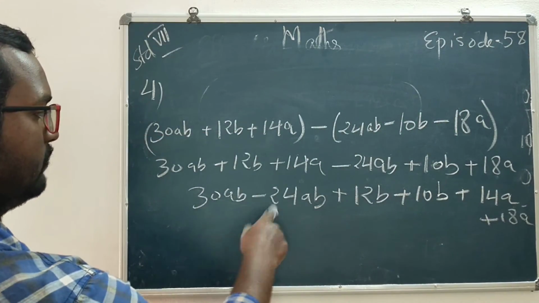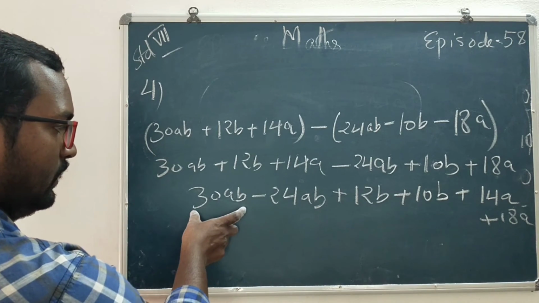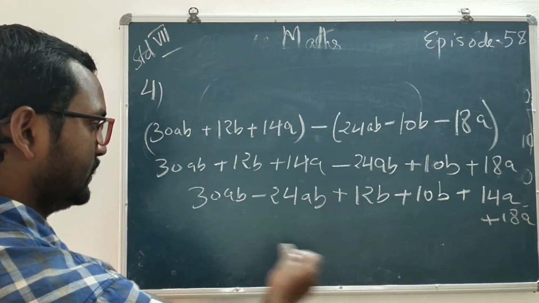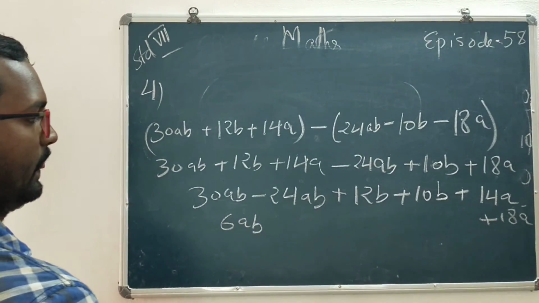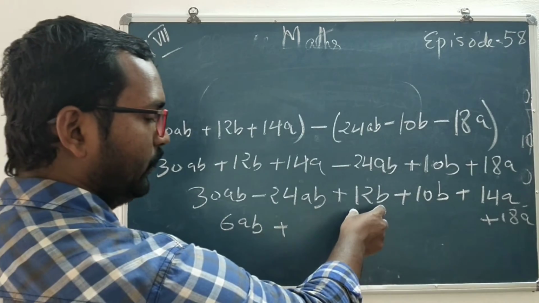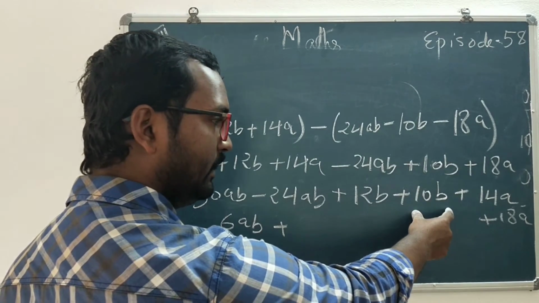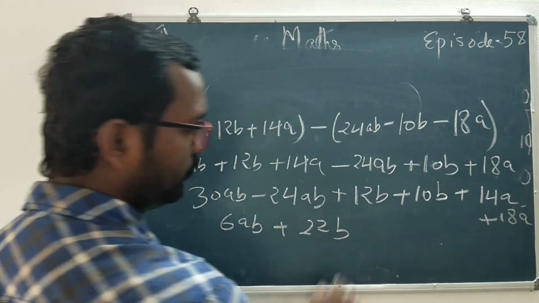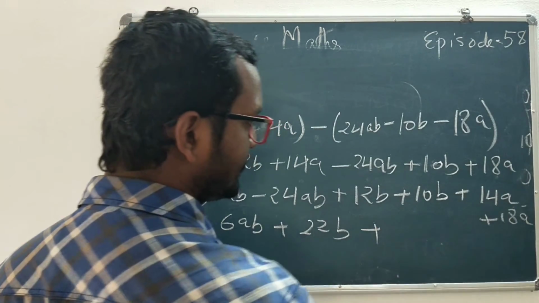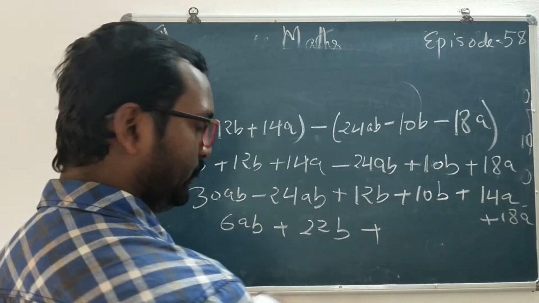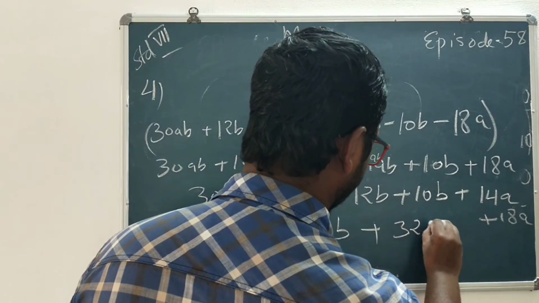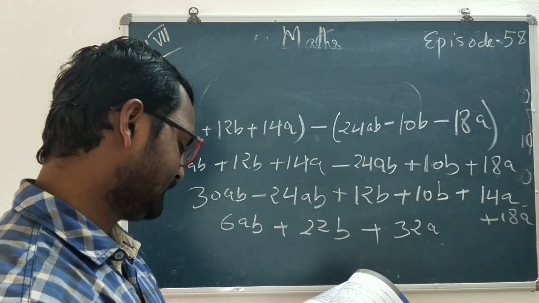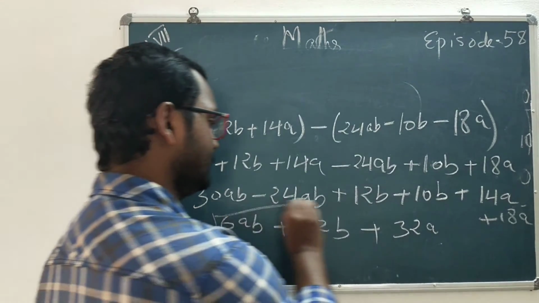Okay, see here, 30AB minus 24AB is how much? It's like you have 30 apples and you eat 24 apples. How many apples are left? 6 apples. So 6AB plus, you have 12 apples with you and then you got another 10 apples. Then it becomes a total of how many apples? 22 apples. So 22B. Plus 14A plus 18A. So how much is it? 32. Okay. So the final answer is 6AB plus 22B plus 32A. This is our final answer.